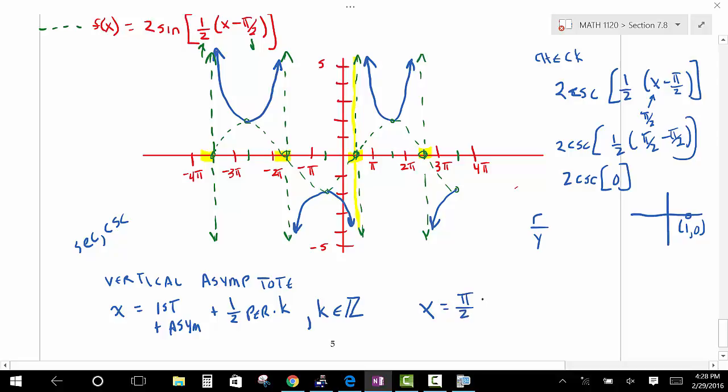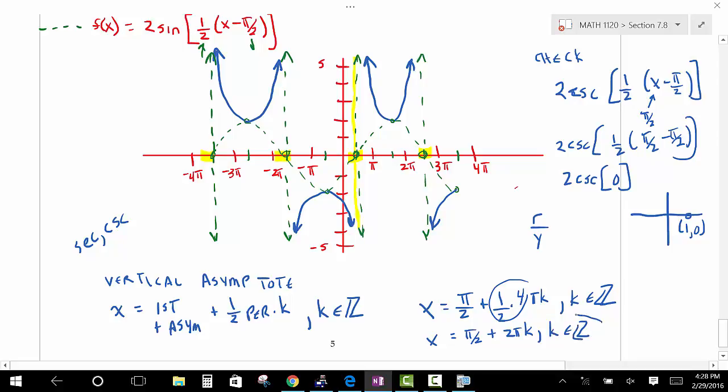Then what you do is you say half the period. I forgot what the period is. What's the period? That's at the top of the page. It was 4 pi, okay. So we're going to say 1/2 of 4 pi times k, with k being an integer. So when you work the 4 over 2, this is going to be x equals pi over 2 plus 2 pi k, with k being an integer.